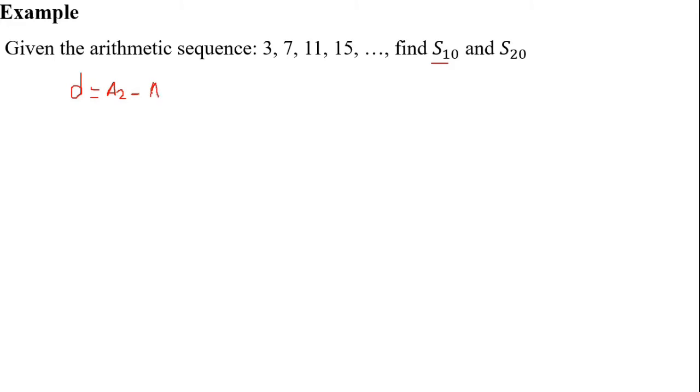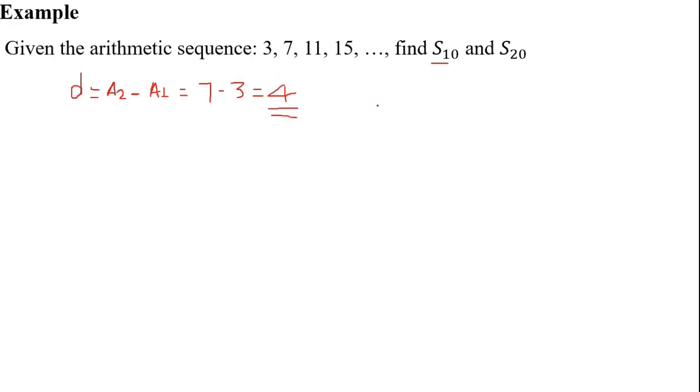Yes. So here the second term for this arithmetic sequence is 7. So 7 minus 3 gives 4. So the common difference for this arithmetic sequence is 4. Now we can calculate the sum of any n terms.